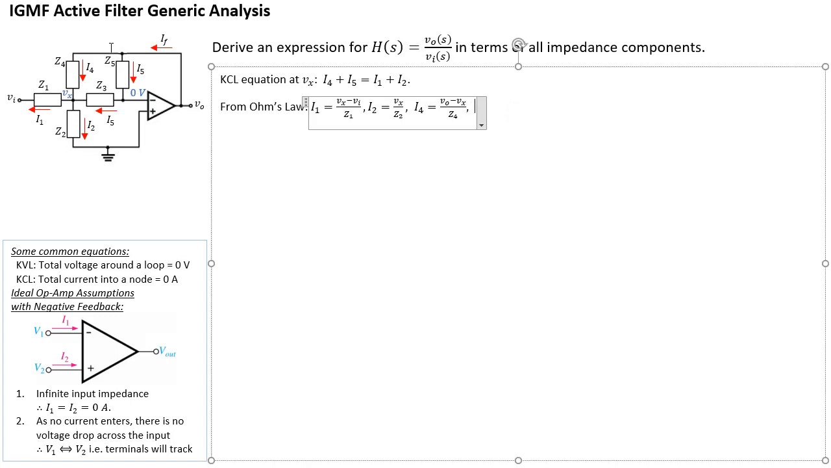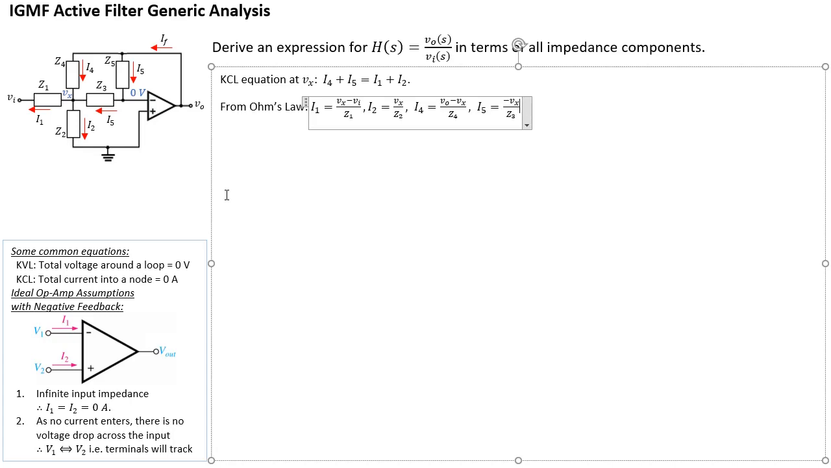And then finally I5. Actually, I can write two equations. If you notice here, I can write it in terms of Z5 because I5 goes through Z5, or I can write it in terms of Z3 because I5 also goes through Z3. I'm going to use Z3. You can use Z5 if you want; the end result will still be the same. So I5 is flowing here, going through Z3. This node here is 0 volts because of the reason I mentioned earlier. So it's 0 minus Vx over Z3, and 0 minus Vx is just negative Vx. So negative Vx over Z3.